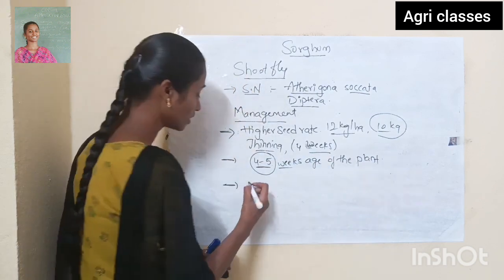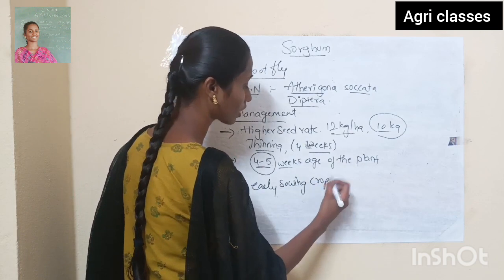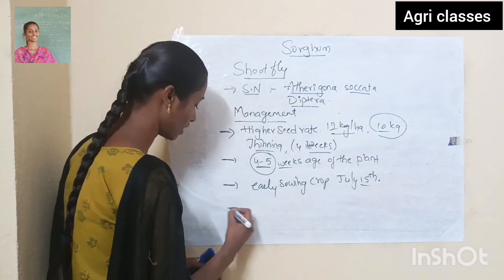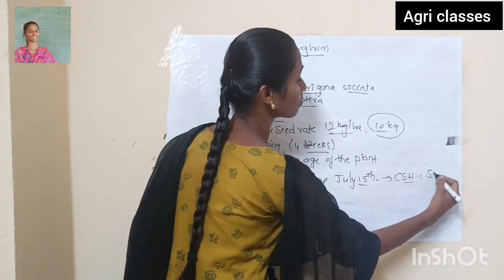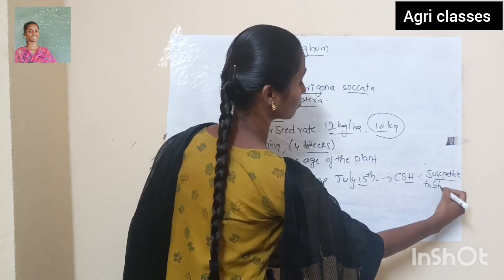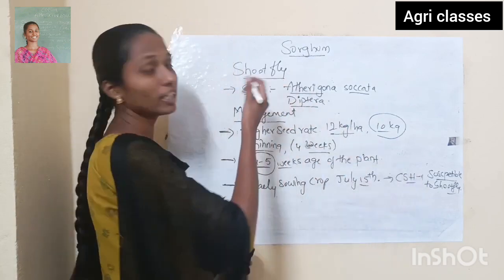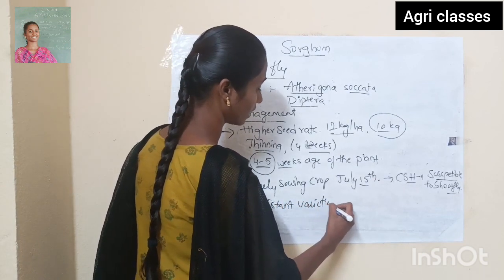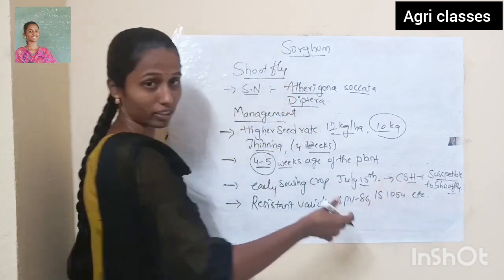Next point, we should go for early sowing of the crop, or sow at the correct time, before July 15th, so we can escape this pest. Then the most susceptible variety is CSH1. Susceptible means the CSH1 variety is easily attacked by shoot fly. So use resistant varieties like SPV 86 and IS 1054 and others. These are resistant to sorghum shoot fly.